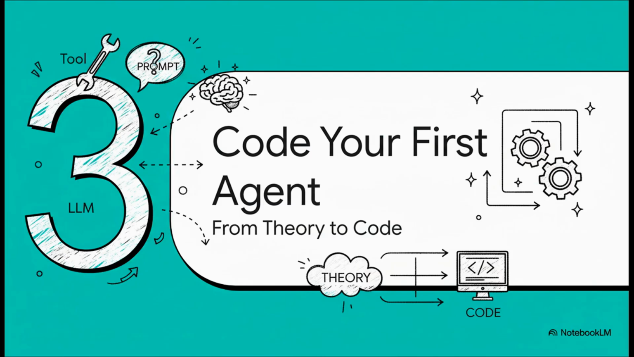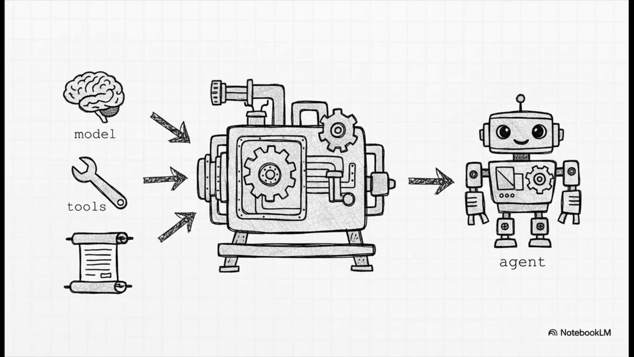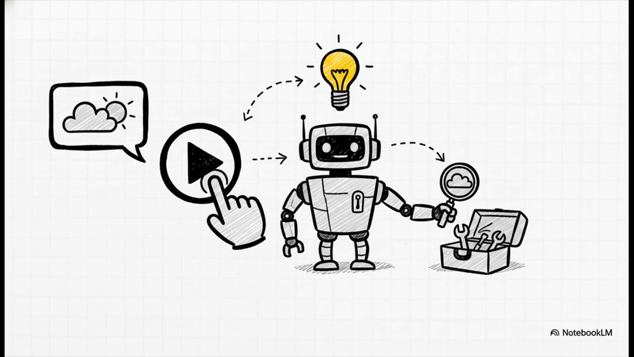Let's jump from theory straight into the code. And this right here is the big aha moment, visualized perfectly. We just take our three ingredients, the model, the tools, and the prompt, and we feed them all into this one magical function, create agent. LangChain handles all the tricky stuff in the background, and out pops a fully functional agent. It's that simple. So now, let's run it.